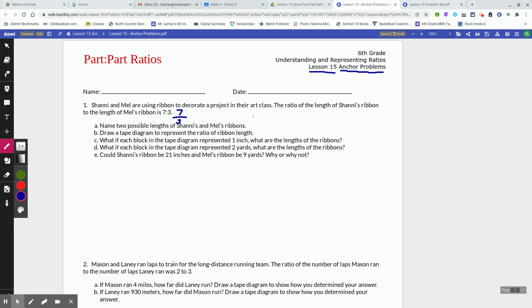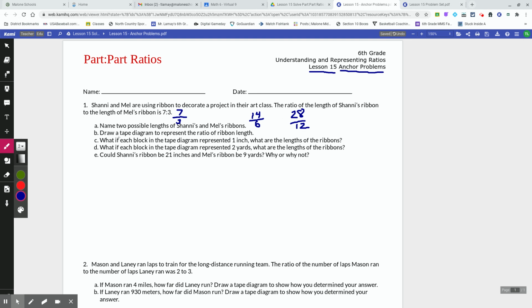So if I double that, each of them, I could say that it's 14:6, right? And we'll say they're inches, centimeters, whatever. Another possible, if I triple that, then 7 times, we'll quadruple. We'll say 7 times 4 is 28, all right, 3 times 4 is 12. So we could say it's 28 to 12. All right, so those are 2 possible lengths.